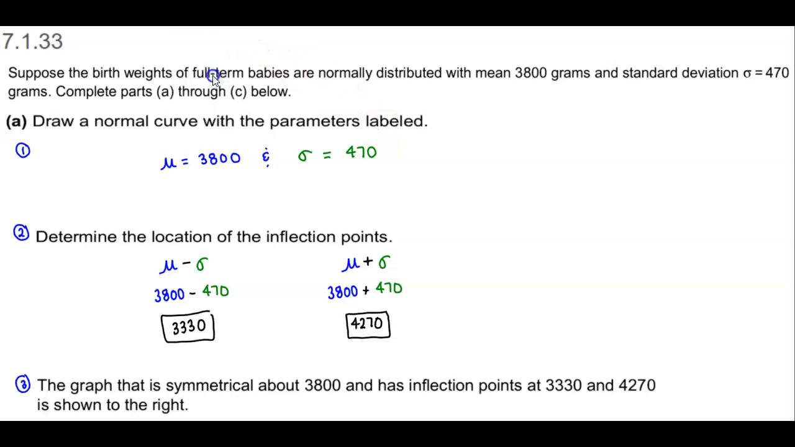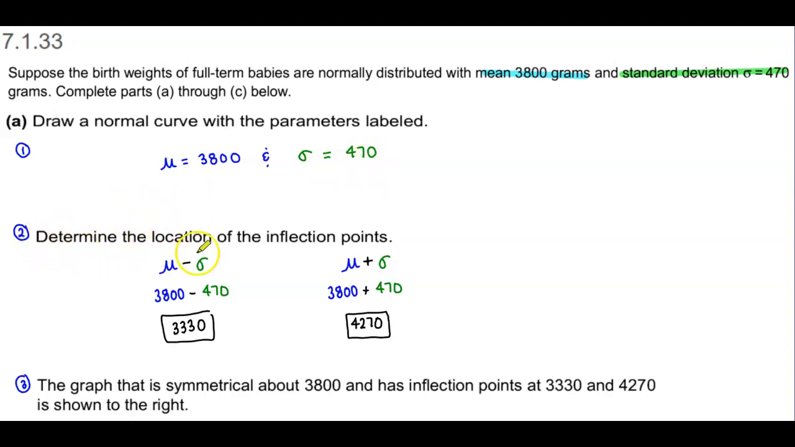So what we want to do is first identify the mean. Well, we can see that the mean represents 3,800 grams. So we have mu, which is equal to 3,800. And then we also know that the standard deviation, which is sigma, is going to equal 470 grams.